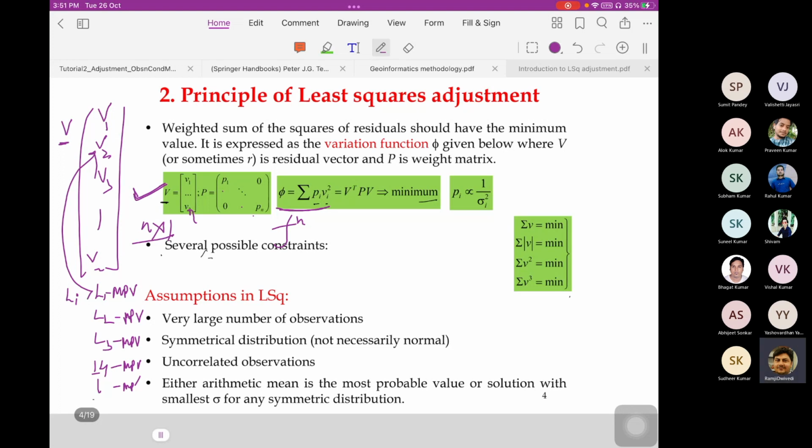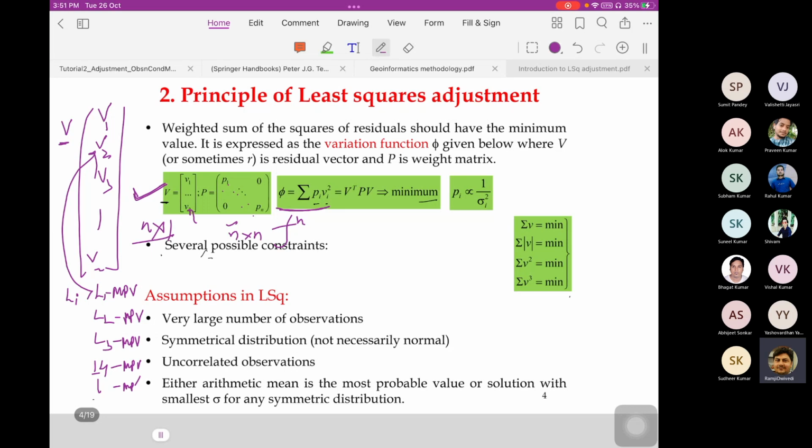Very clear? The second point is that your weight matrix is always associated with observations. Please remember, I have told you many times in previous classes also, weight matrix means how much weight you give to a particular observation, and it is always associated with observations. So it becomes a diagonal matrix because it has the relative values P1, P2, P3, P4 up to Pn. So it would be a diagonal matrix, so it becomes n cross n. Fair enough.